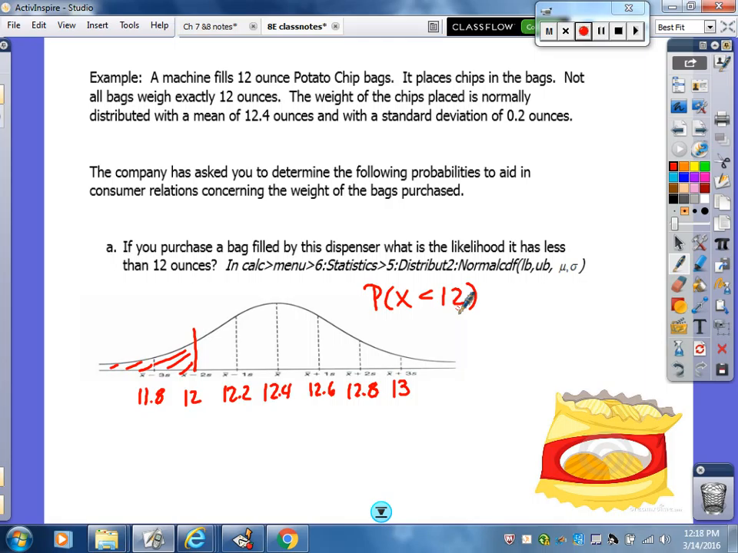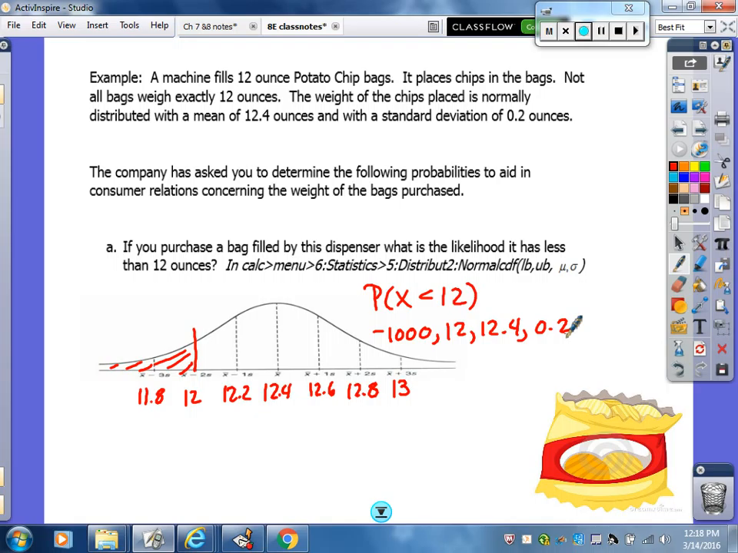On the calculator, what we want to do is put this in as an inequality. Your calculator requires a lower bound, an upper bound, and then the mean and standard deviation. That's what these arguments are here. Our lower bound: technically this thing keeps on going forever, so we can just put a really small number, like negative 1,000. Our upper bound, because it stops at 12 and we're looking at less than, is 12, my mean is 12.4, and my standard deviation is 0.2. So those are the arguments I'm going to put into the calculator.